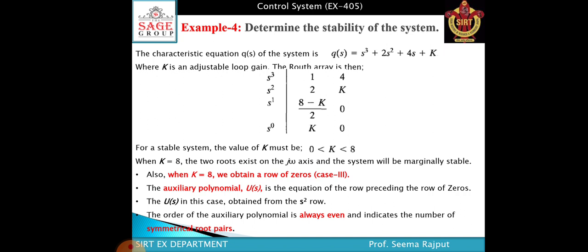Also, when k equals 8, we obtain a row of 0, that is case 3, and the auxiliary polynomial is the equation of the row preceding the row of zeros. Now the U(s) in this case is obtained from the s to the power 2 row. So the order of the auxiliary polynomial is always even and indicates the number of symmetrical root pairs.